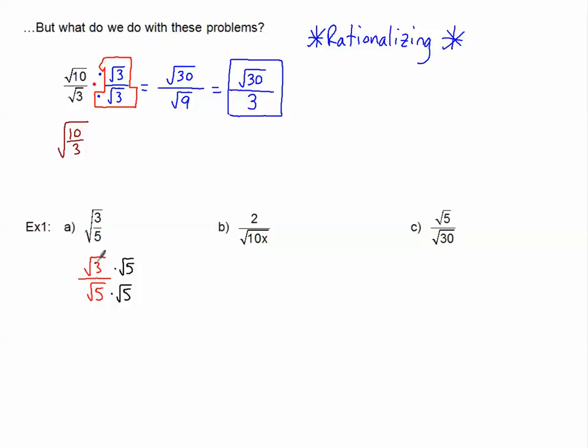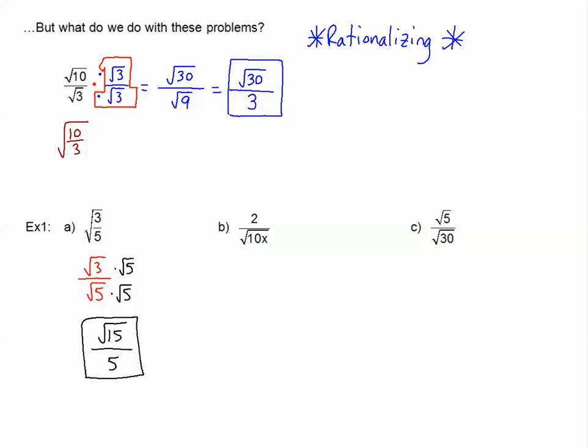The numerator becomes the square root of 15, and the denominator becomes 5. Now, some people might say that this is the square root of 25, and that's fine. The square root of 25, though, of course, is 5, and we're finished. We just rationalized. No more radicals in the denominator. No more fractions as a radicand.